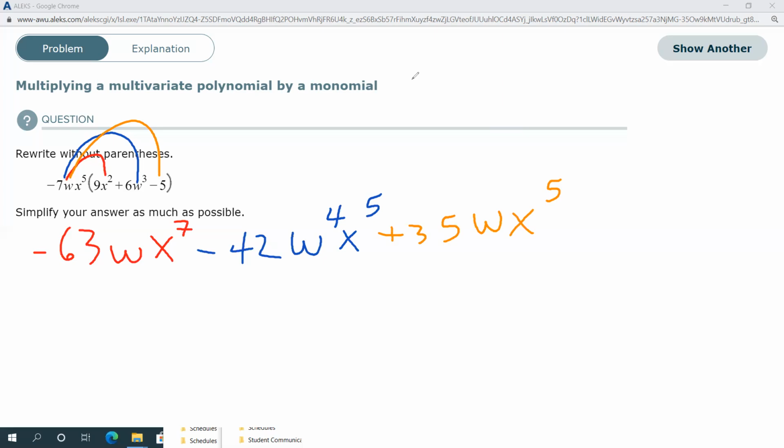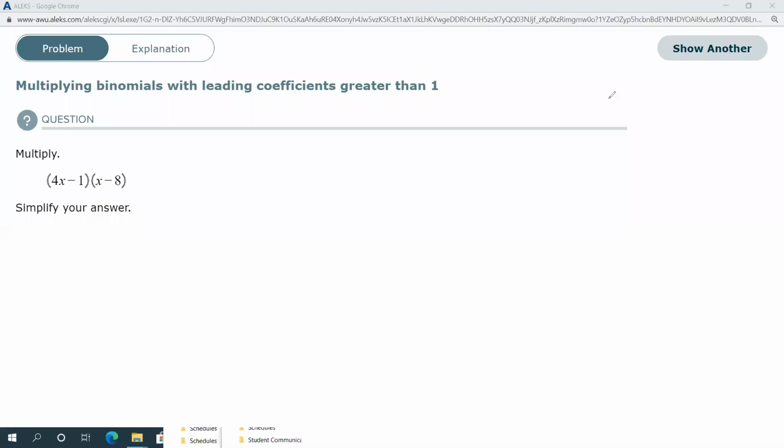Not a big deal. Now on this one, once again, every boy dances with every girl. We've got 2 boys and 2 girls. So 4x times x is 4x squared. And 4x times minus 8 is negative 32x.